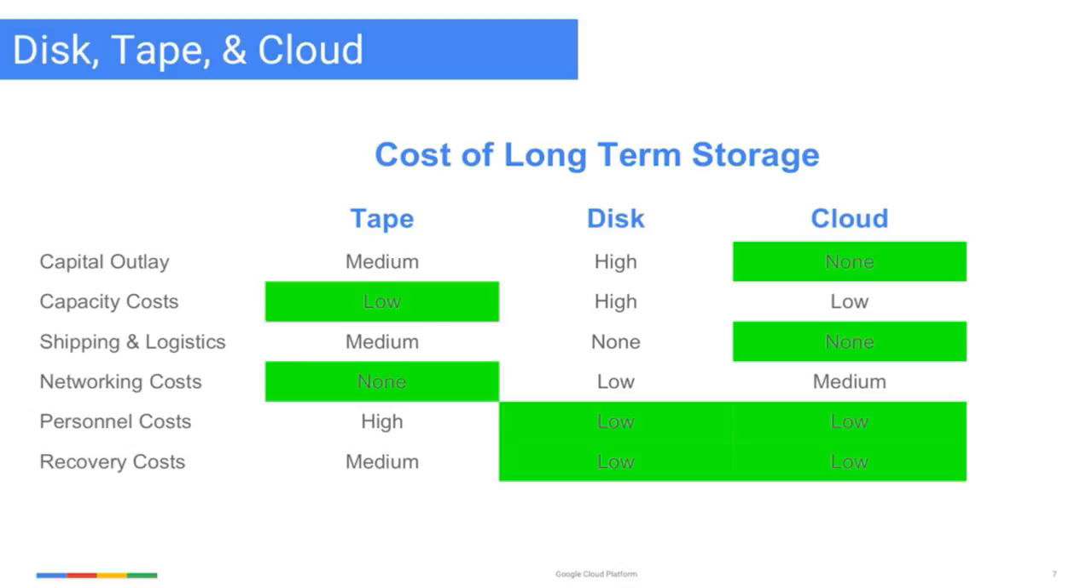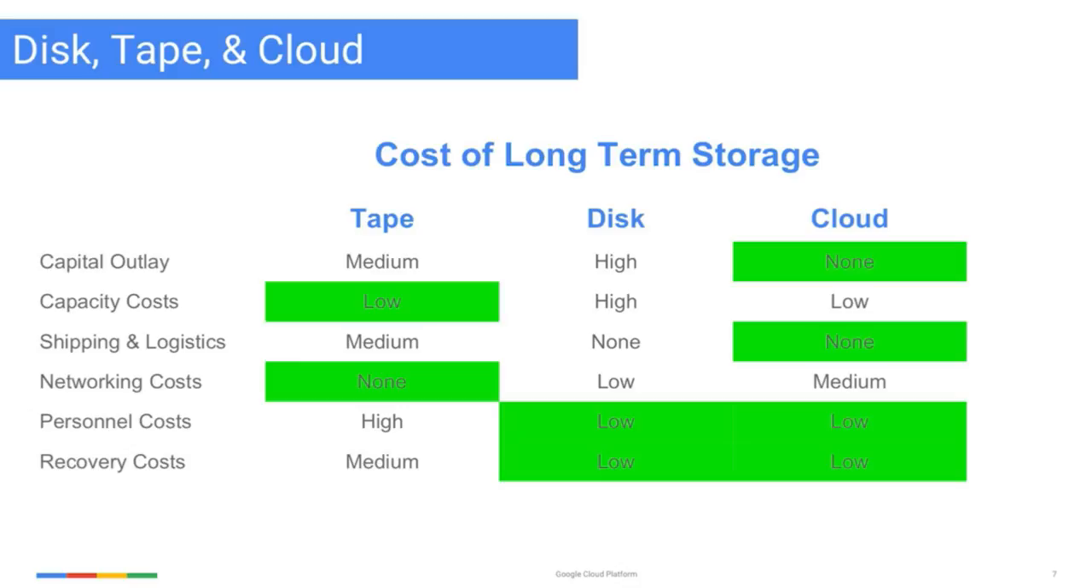Capacity costs, usually tape wins. When you just look at the cost per terabyte or per gigabyte over a period of time from a capacity standpoint, it's usually tape that wins. Shipping and logistics, cloud wins because there are none. You don't ship disk, you don't ship tape. I mean, you don't ship cloud like you ship a disk or a tape. Networking cost, tape wins. There's none or very low, in fact. Personnel cost is lowest with cloud or disk because they're more automated, more direct processes, and recovery costs are low with cloud and disk as well.